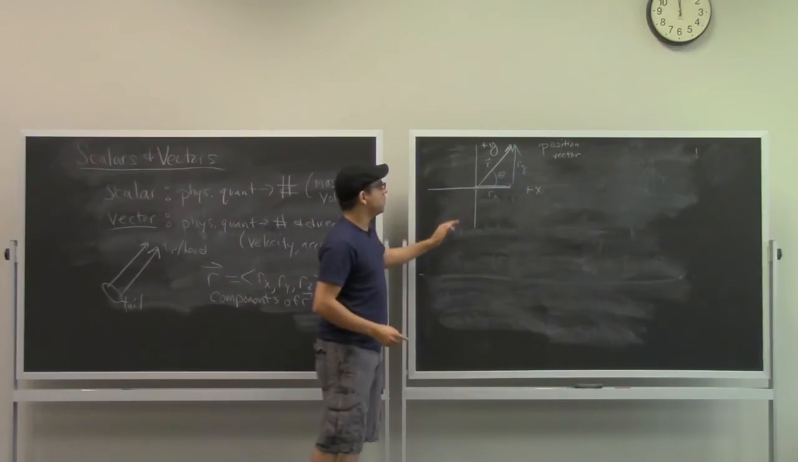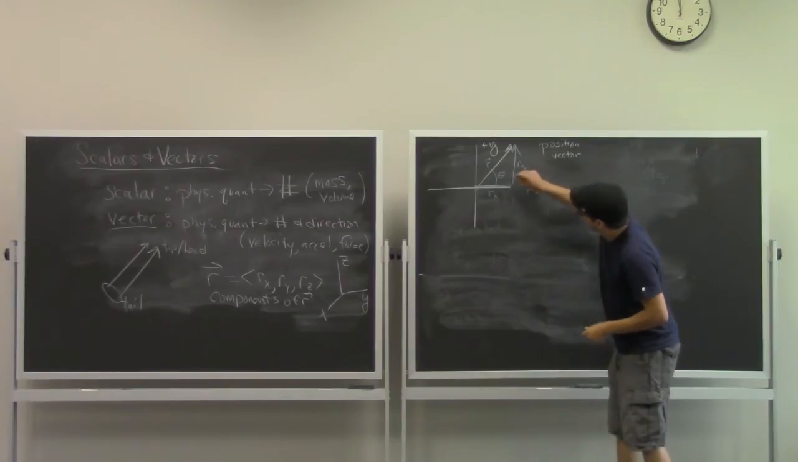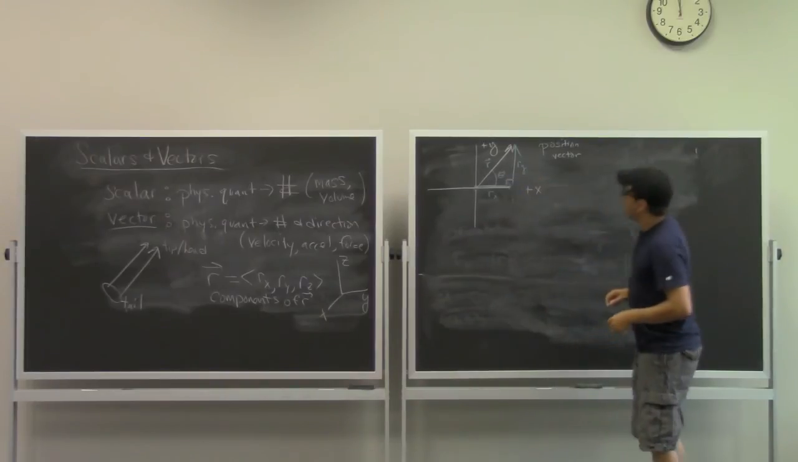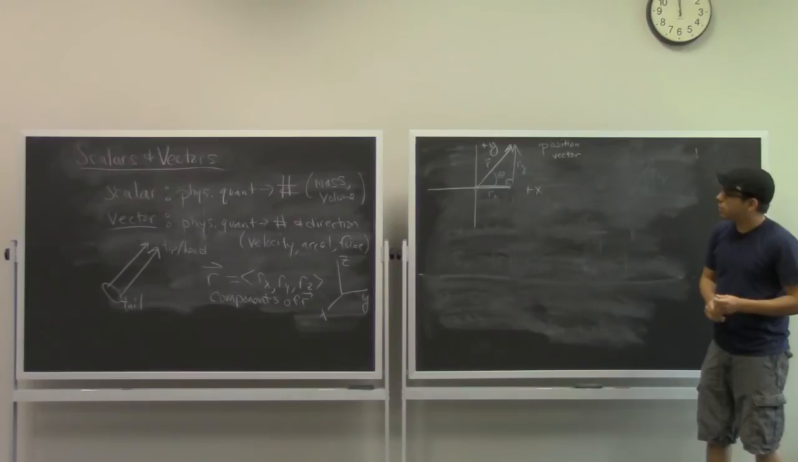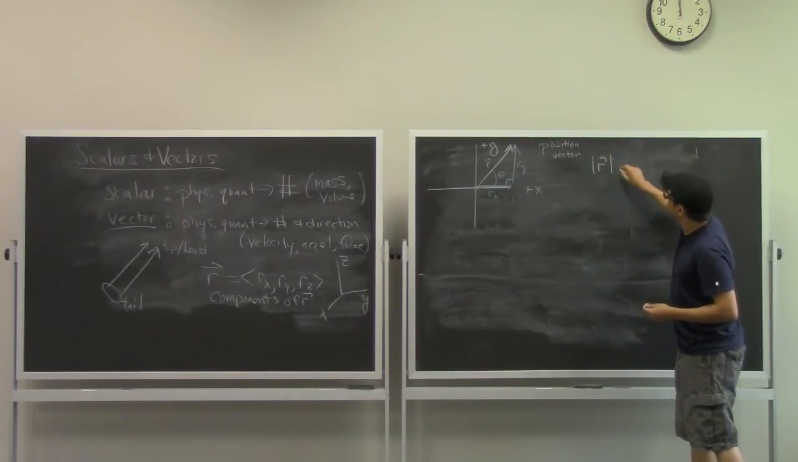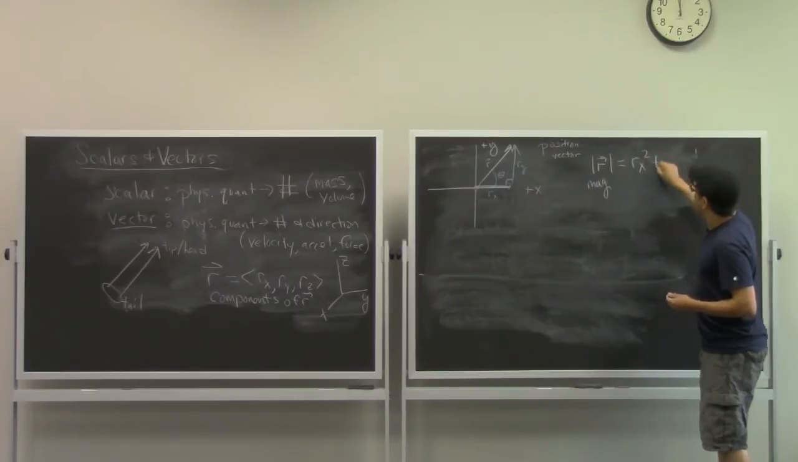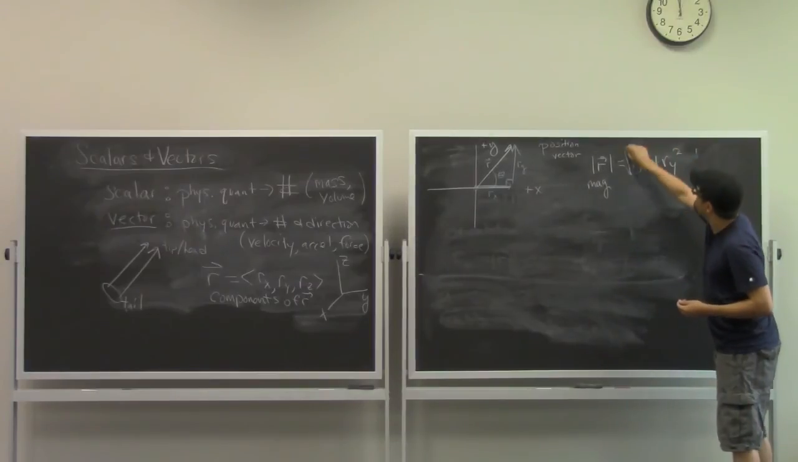So the first thing we're going to do is we're going to figure out how long that vector is. So if we look at this picture, this corner right here forms a right triangle. And so we can compute how big that vector is, what's its magnitude, by just using the Pythagorean theorem. It is the sum of the squares of the components, square root.